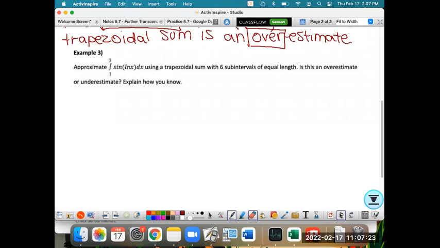Let's figure out the width. How do I do that again? Your right endpoint minus your left endpoint divided by however many intervals you need. All right, so basically the width of the entire interval divided by 6. 2 over 6 is 1/3.